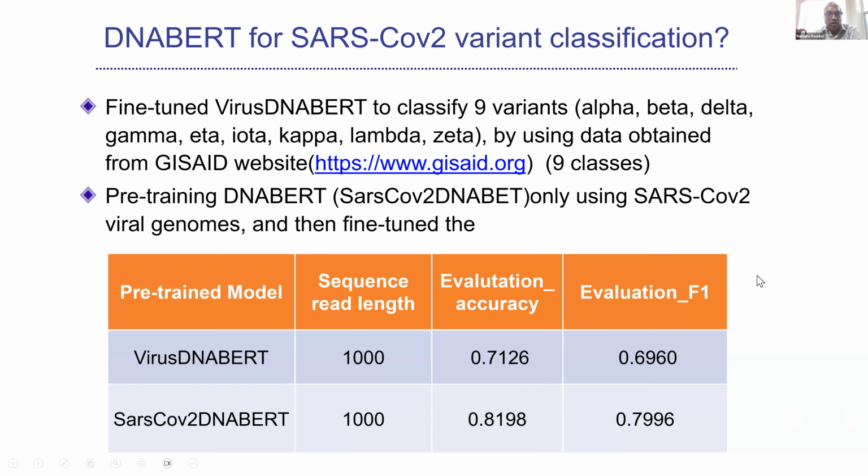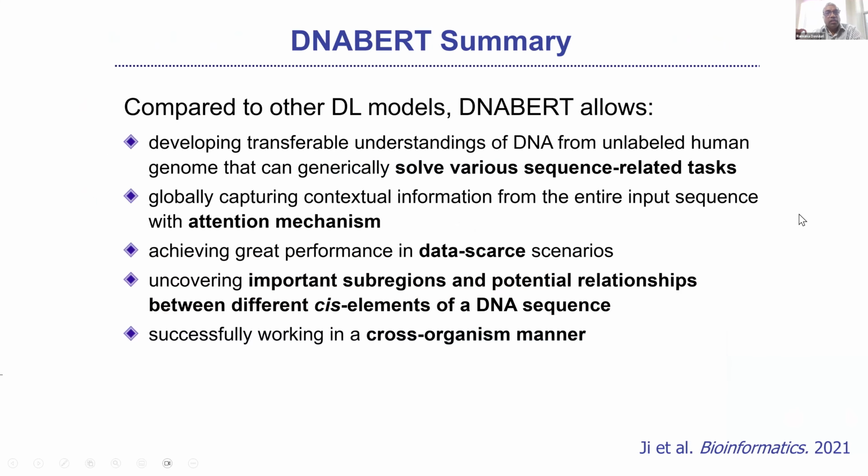So this shows that overall DNABERT is doing a very good job in predicting any sequence, whether it is different viruses, or within one genome, one functional site versus the rest of the genomic sequences. So compared to other deep learning models, DNABERT is developing a transferable understanding of DNA from the unlabeled human genome that can generally solve various sequence-related tasks.